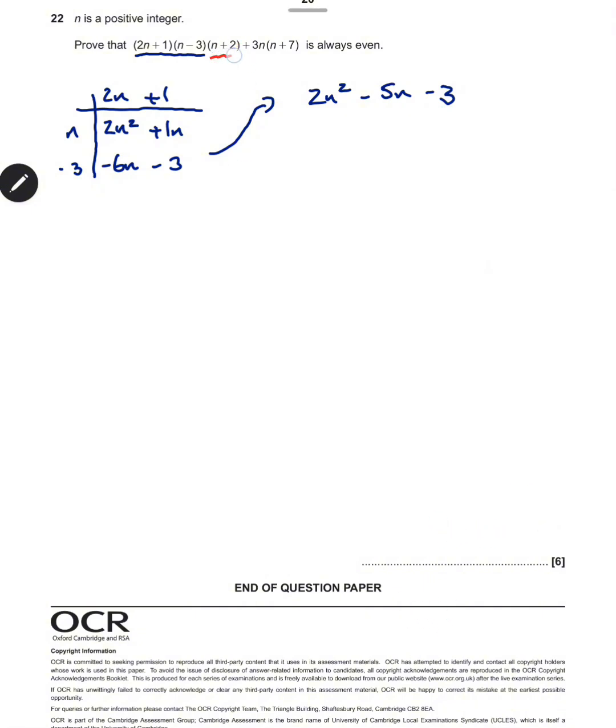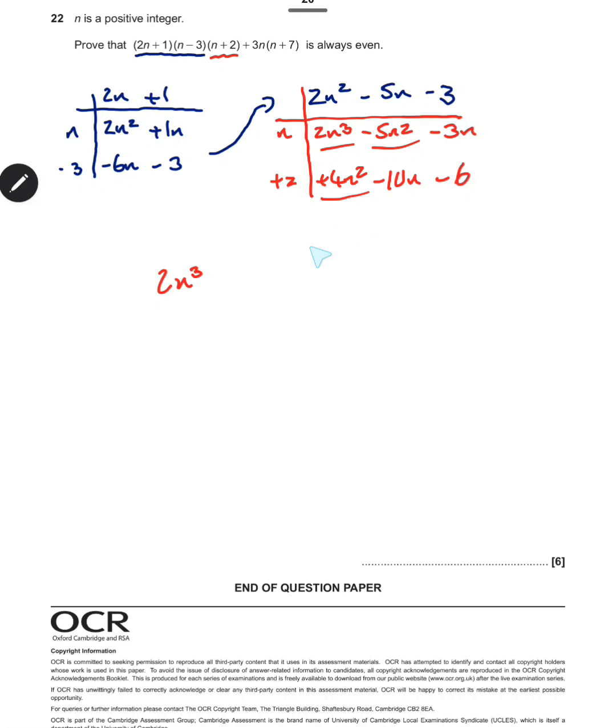I'm now going to multiply that by this third bracket, which is n plus 2. And what we'll get is 2n cubed minus 5n squared minus 3n plus 4n squared minus 10n minus 6. I'm just going to simplify this separately. We get 2n cubed minus 5n squared plus 4n squared is minus 1n squared. Minus 3n minus 10n is minus 13n. And then we've got the minus 6. So that is my triple bracket expanded.